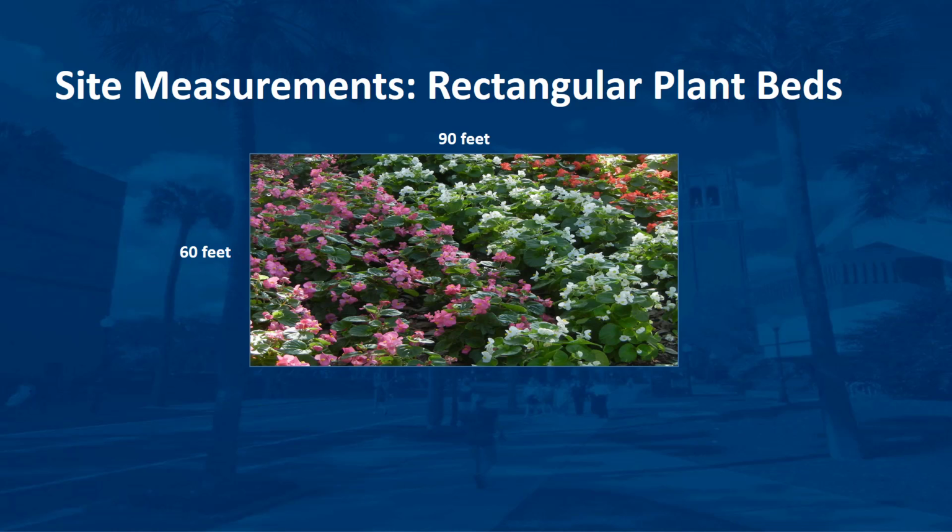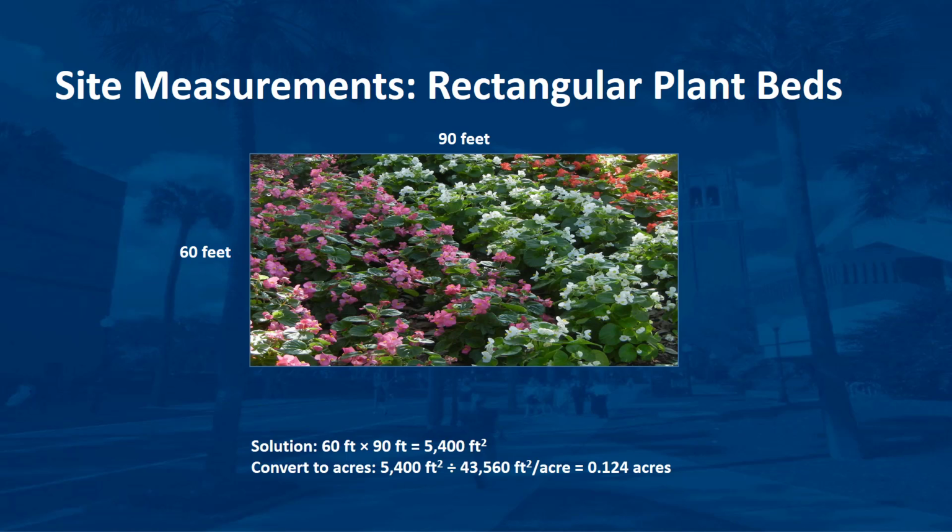A rectangular plant bed is 60 feet wide and 90 feet long. Since most landscape professionals will use square footage as a standard unit of site measurement, calculate the area in square feet. What is the area in acres? The solution is 60 feet times 90 feet equals 5,400 square feet. To convert this to acres, divide 5,400 square feet by 43,560 square feet per acre, which equals 0.124 acres.